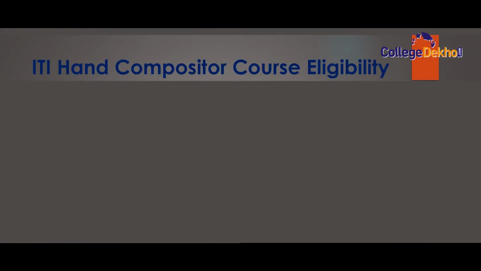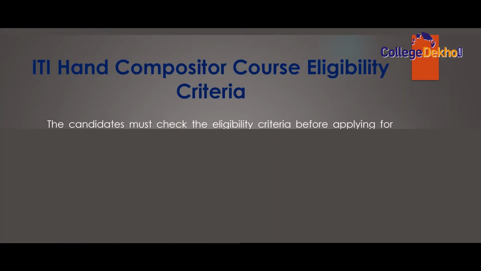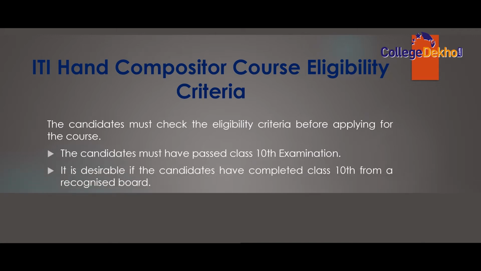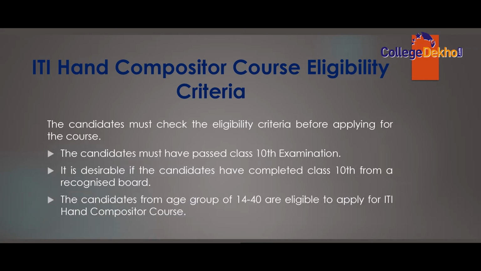Moving ahead to know the eligibility criteria of the course. ITI Hand Compositor course eligibility criteria. The candidates must have passed class 10th examination. It is desirable if the candidates have completed class 10th from a recognized board. The candidates from the age group of 14 to 40 are eligible to apply for ITI Hand Compositor course.